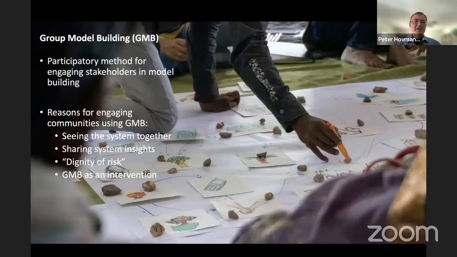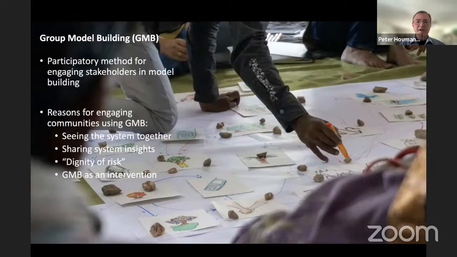And then lastly, you can think about group model building also being an intervention. There are lots of examples in this line of work where people develop a system insight, and that's enough. The system changes. I'll talk a little bit about that in some of the examples with the Foundation for Ecological Security.